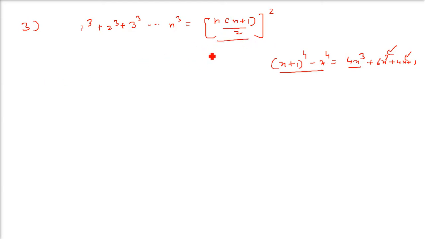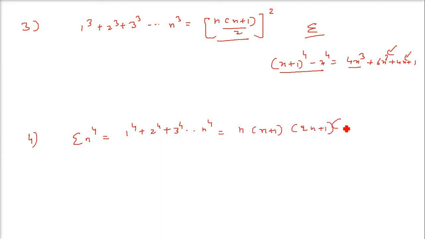Okay, the same thing we are going to do exactly. This sigma is a Greek term, and we use it for addition. And let me tell you one more thing. Sigma n to the 4, that is 1 to the 4, 2 power 4, 3 raise 4, like this up to n raise 4, equals n plus 1, 2n plus 1, 3n square plus 3n minus 1 by 30. This is one of the results.